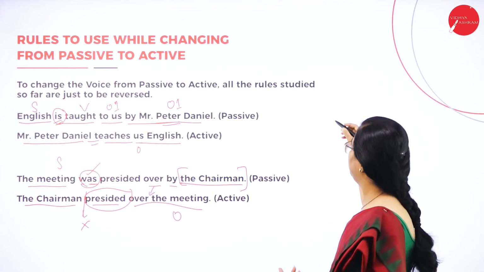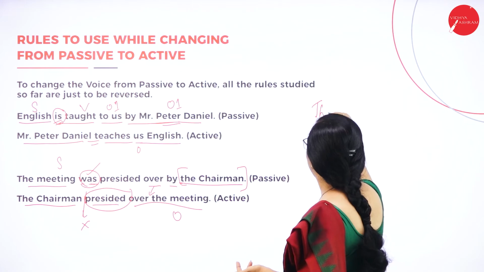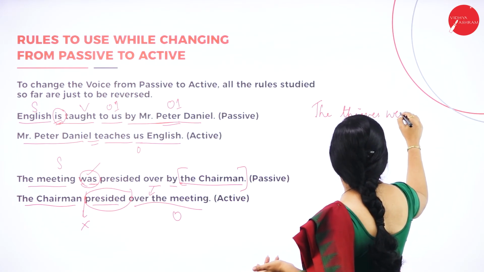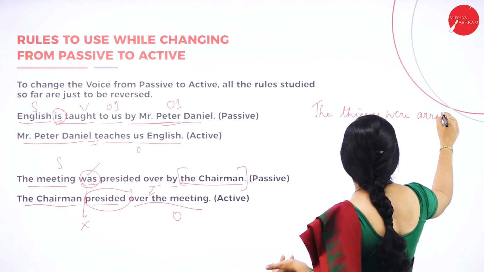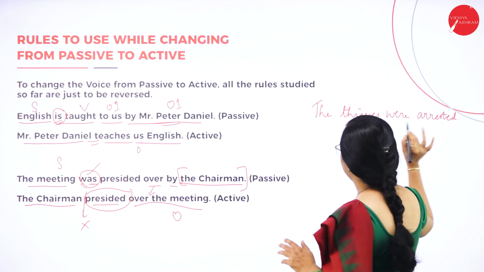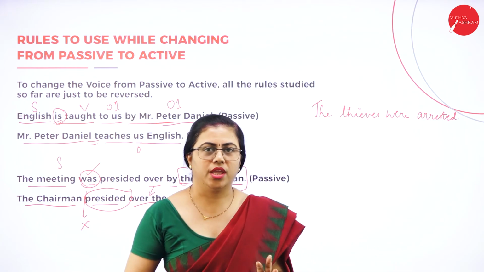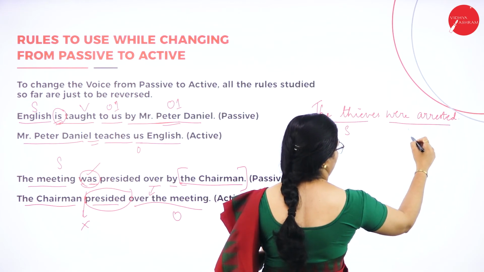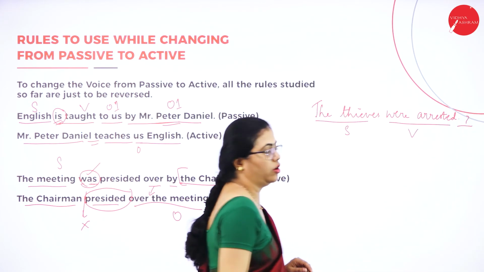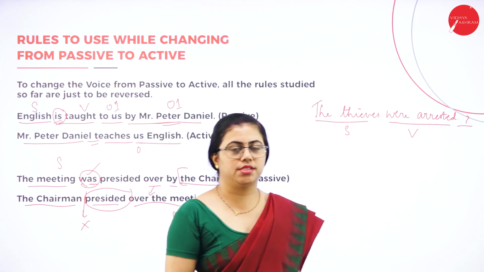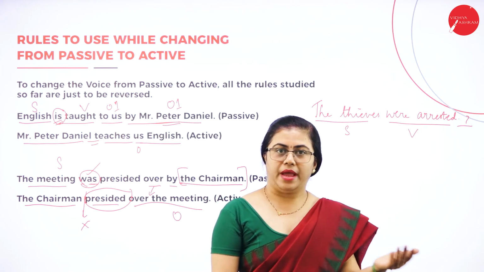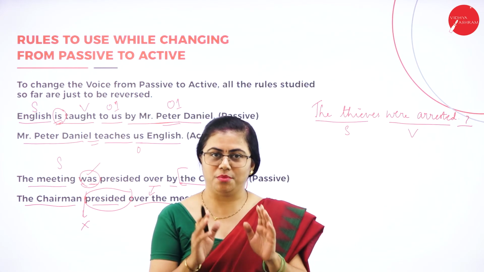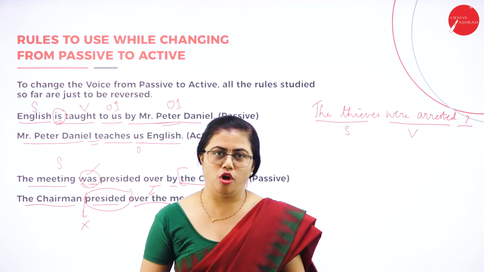Suppose in passive voice, I say, "The thieves were arrested." If I say this, then it is obvious that the police are going to arrest the thieves. So this is the subject, this is the verb. There is no object at all. So how do you change it to active voice? You can change from passive to active even if there is no object. But you can't change from active to passive if there is no object.